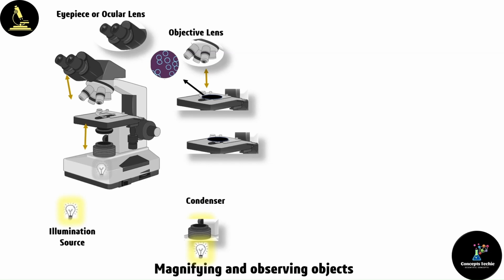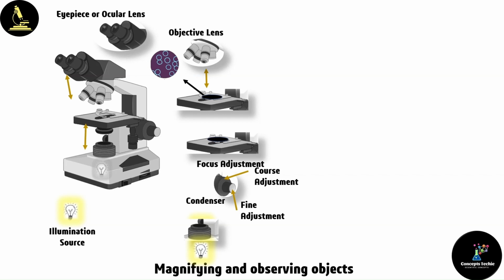Microscopes have various mechanisms for focusing the image. The coarse focus adjustment is used for initial rough focusing, while fine focus adjustment is employed to achieve precise focusing and clarity.